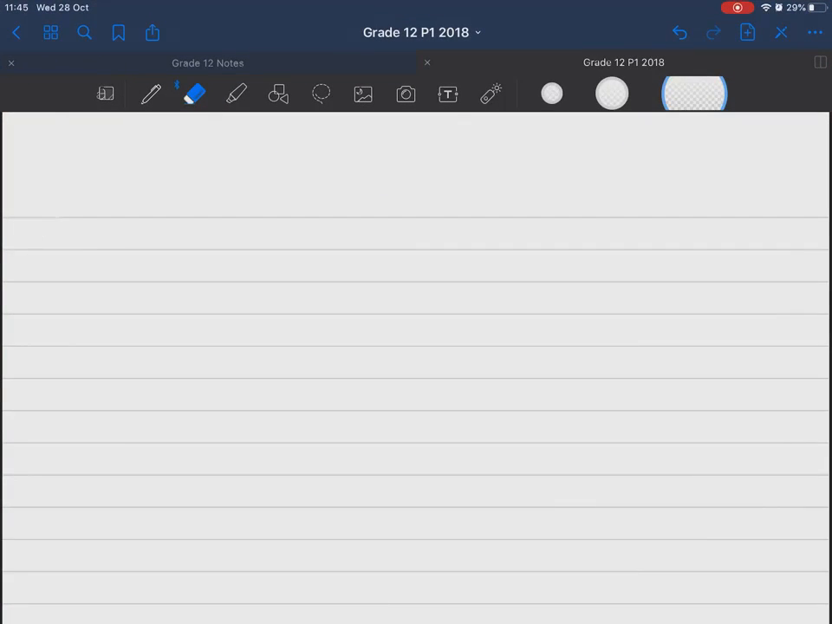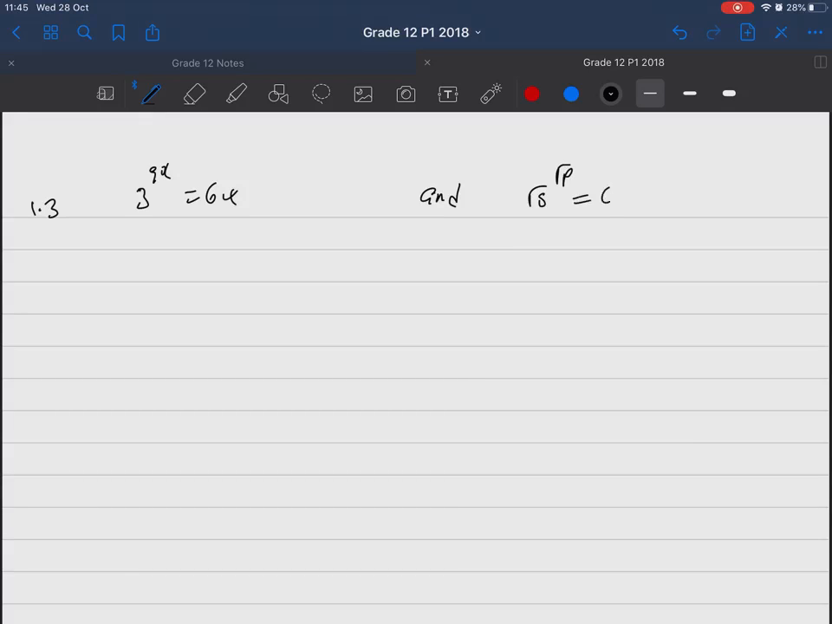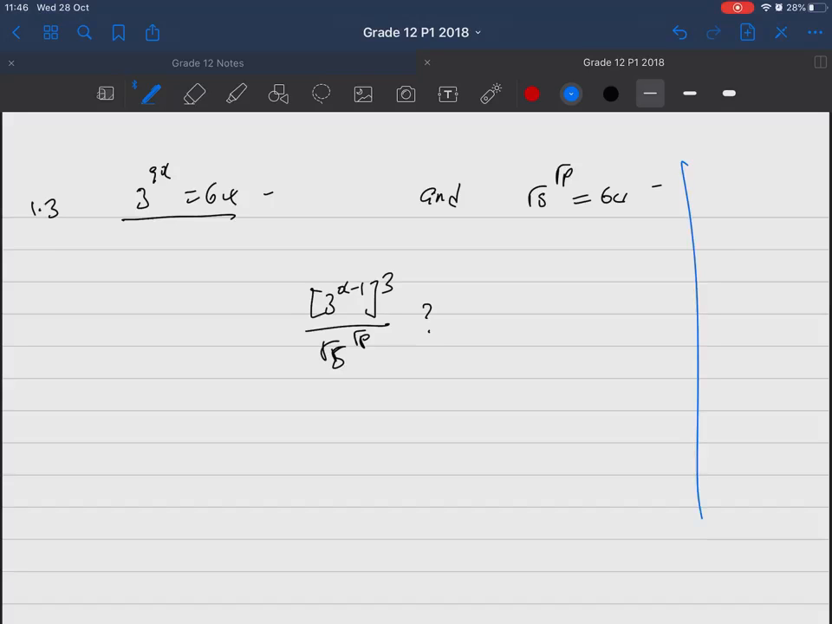So you have this 1.3. You're given 3 power 9x equals 64, and you're given root 5 power root p is equal to 64. And you want to solve for 3 power x minus 1 over 3 root 5 power root p. That's what you are trying to solve using this information here. So let's try to simplify this and see what we're going to get.